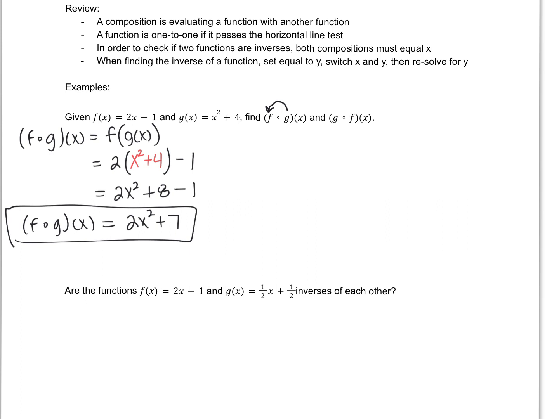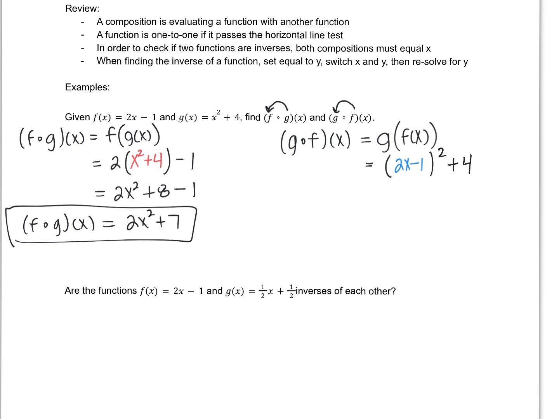The second example we're going to look at is g of f of x. In that case, f is plugging into g. So we can write it g of f of x. We can also write it g and then in parentheses f of x. Our function g starts with x squared. So I'm going to start by taking my function f, 2x minus 1, putting it in parentheses, and then squaring it. And then we're going to continue with our plus 4.